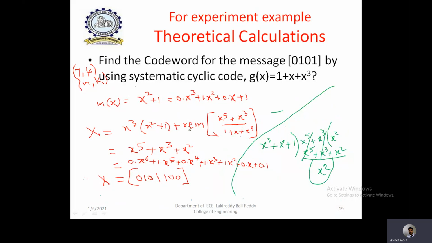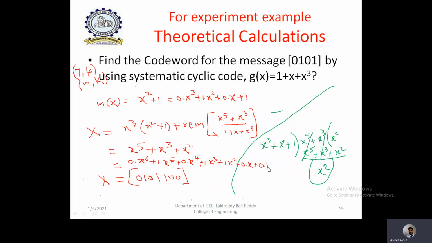Substituting m of x and g of x in the systematic cyclic code polynomial equation, find the remainder. So the remainder is x square. We add this here. Again, represent this in the standard notation starting from x power 6. Okay. So no x power 6 component. So 0 into x power 6 plus 1 into x power 5. No x power 4 component. So 0 into x power 4. 1 into x cube. 1 into x square. So no x, no 1. So no other component.